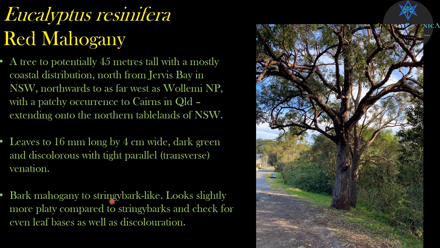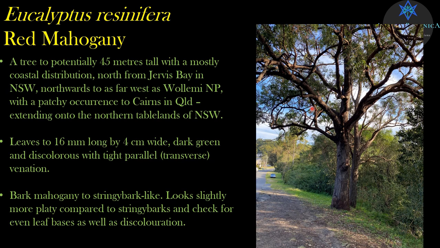So they do have a stringy bark-like bark chunk. It looks slightly more platy compared to stringy barks. And when you pull it off, you can get some stringy bark-like fibres, but it tends to be a little bit more platy and a bit more coarse and a bit more uneven compared to a stringy bark. But I will forgive you for thinking they're stringy barks if you're getting familiar with them.